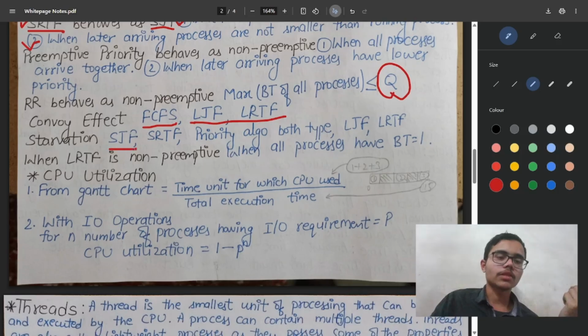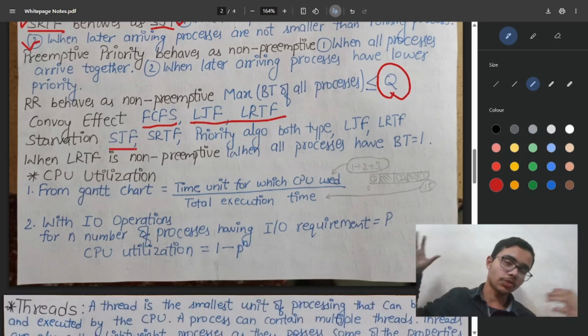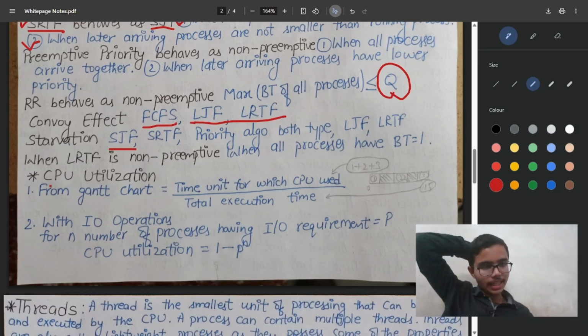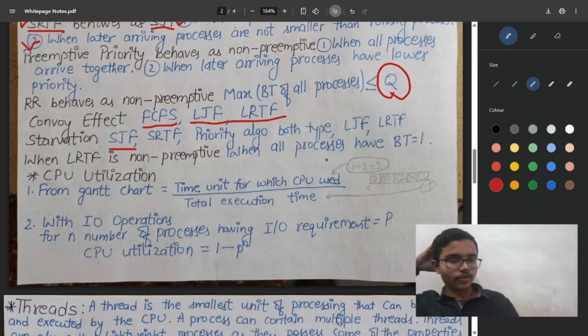Starvation: SJF suffers from starvation, as small burst time processes keep coming and only they execute, while the big burst time processes do not execute. This is the starvation problem. SRTF also suffers from starvation. In the priority algorithm, both preemptive and non-preemptive, LJF, LRTF, all algorithms except HRRN suffer from starvation. HRRN is not that important.